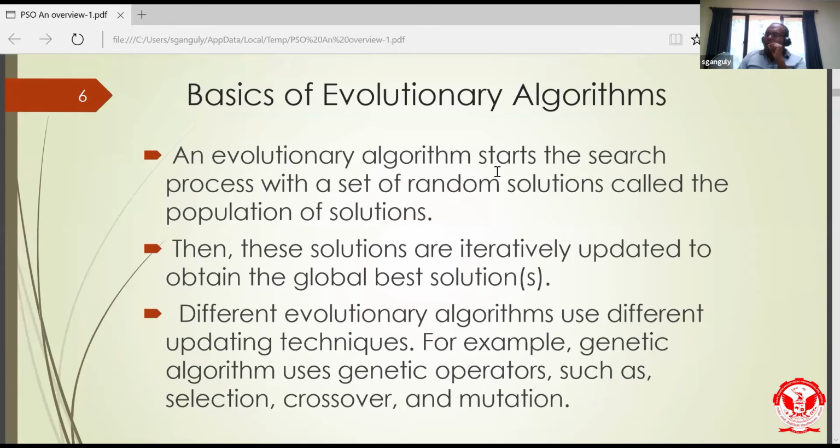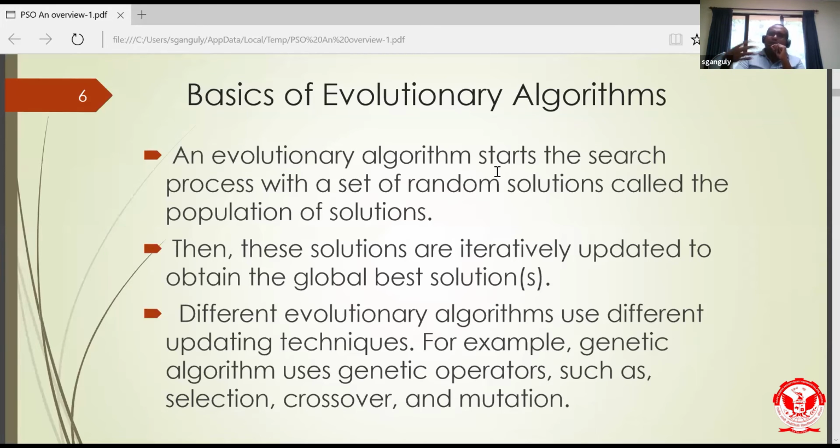But in a multi-point search technique, instead of a single person, a group of persons randomly start climbing some of the peaks, and then they exchange information. Sometimes they cooperate among themselves by exchanging information. Sometimes they compete with each other.